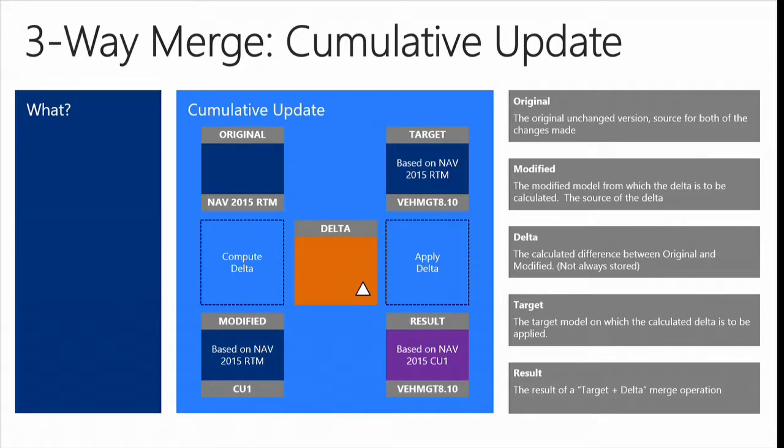There's no definitive rule on what should go in target and what should go in modified. It can be different from merge to merge, which way you would get the best results. It depends on what has changed and how many changes there are. Anyways, the resulting version would then be our vehicle management solution, but now updated to the cumulative update released by Microsoft.